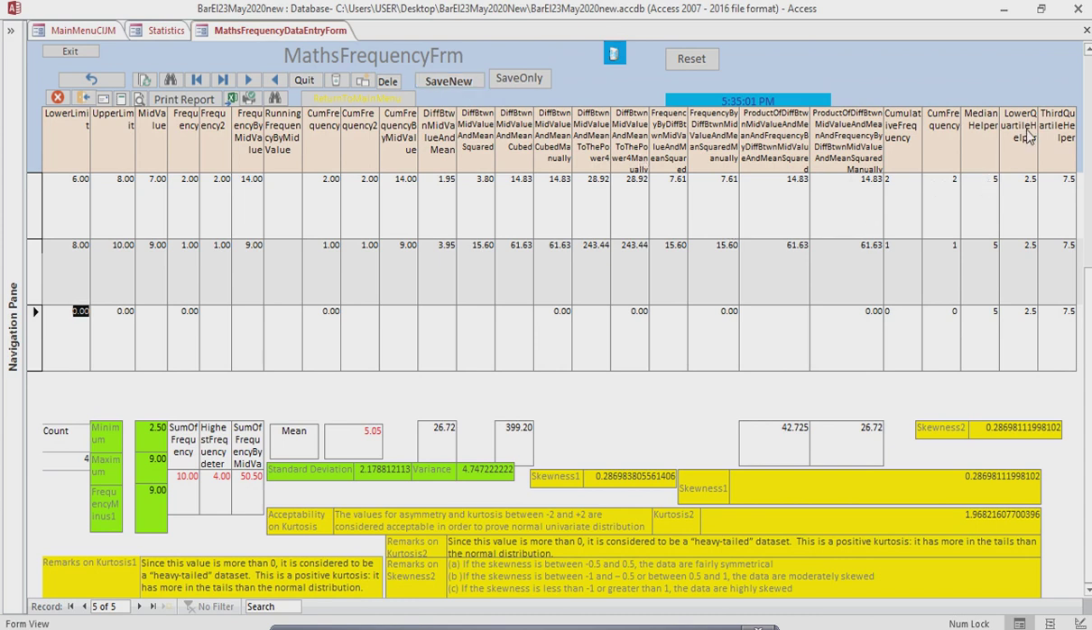The median helper is 5. The lower, oh, let us just go to the report, though the information on the form is just the same as the one on the report. So let us go to the report.